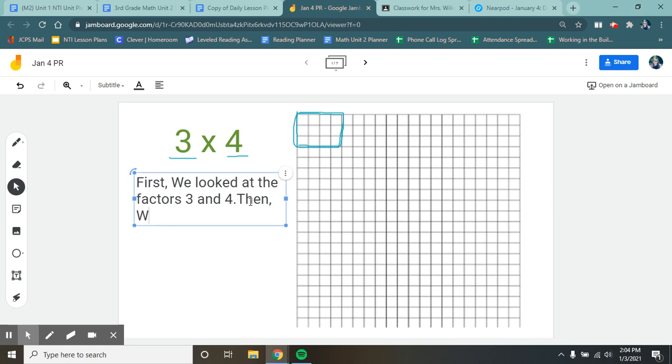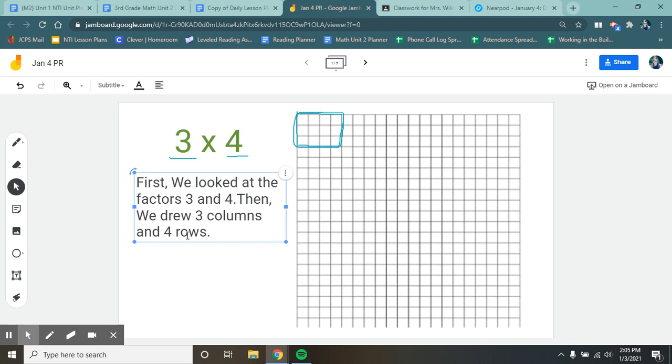Then we drew 3 going up and down, which is called the columns, and 4 rows going across. So first, we looked at the factors 3 and 4. Then we drew 3 columns and 4 rows. Now, this is the part that you guys already know how to do because you rocked it before break. What is the area of the equation? What is the area of the shape?